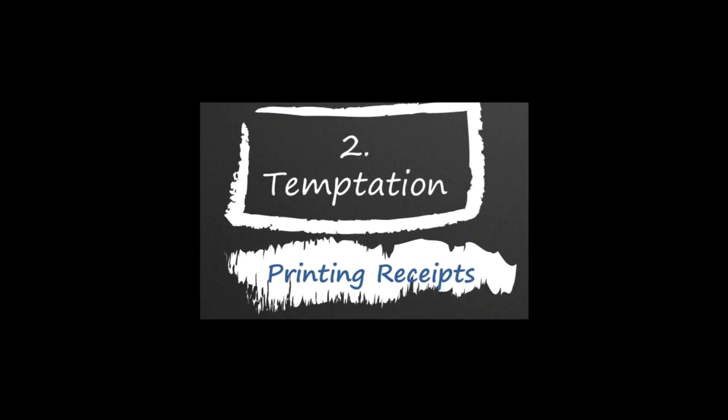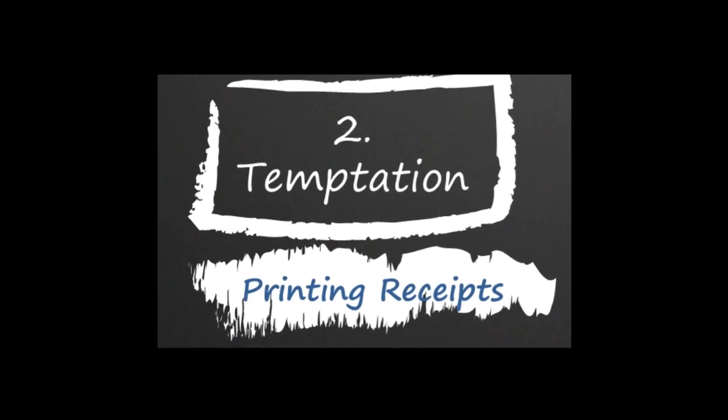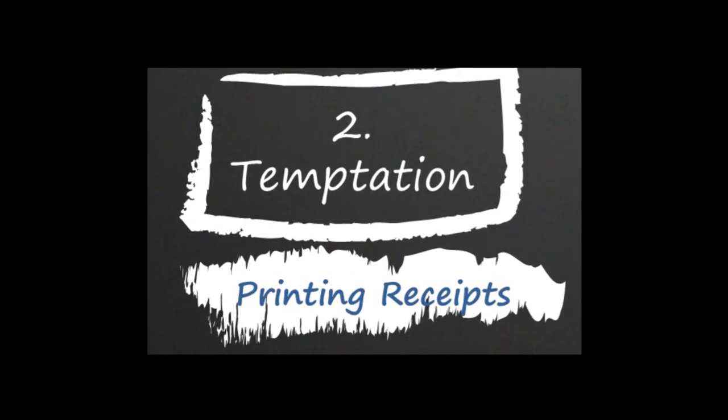Point 2, gold and silver, vaults and receipts, and the temptation. Many thousands of years ago, people used gold and silver as money. As we said earlier, it's divisible, it's portable, it's durable, and it's a great store of value.